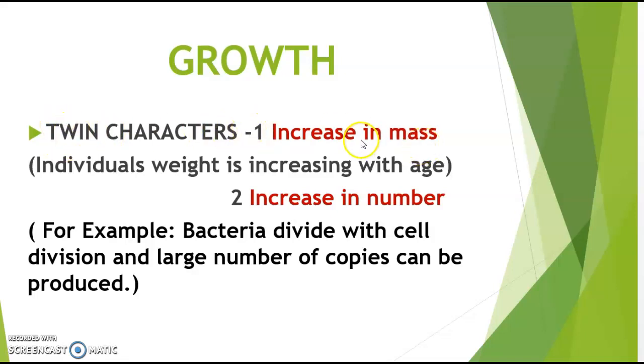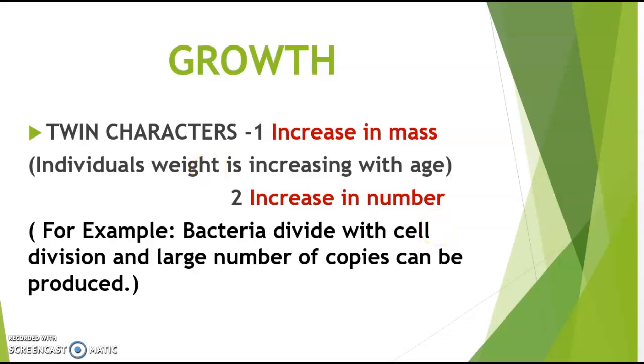The first character is increase in mass, like individual weight increasing with age. If at the time of birth the child's weight is around 6 kg, 5 kg, 4 kg, and it is increasing, the child is growing. So that is increase in mass. The second character is increase in number. For example, bacteria divide after every 20 minutes. So with cell division, a large number of copies can be produced. So you can see that there are two features within growth, increase in mass and increase in number. So growth can be predicted by twin characters.